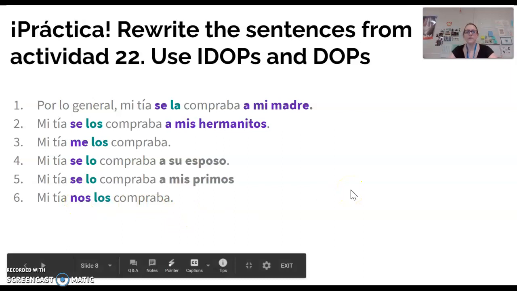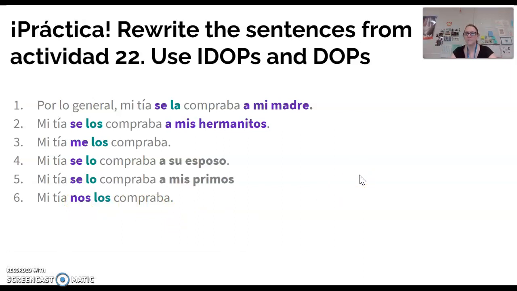Okay. If you have any questions about indirect object pronouns, let me know. There's more practice on a worksheet that I'm going to be assigning with this. And section C is what the section on your test is going to look like. Okay, if you need any help, please let me know.